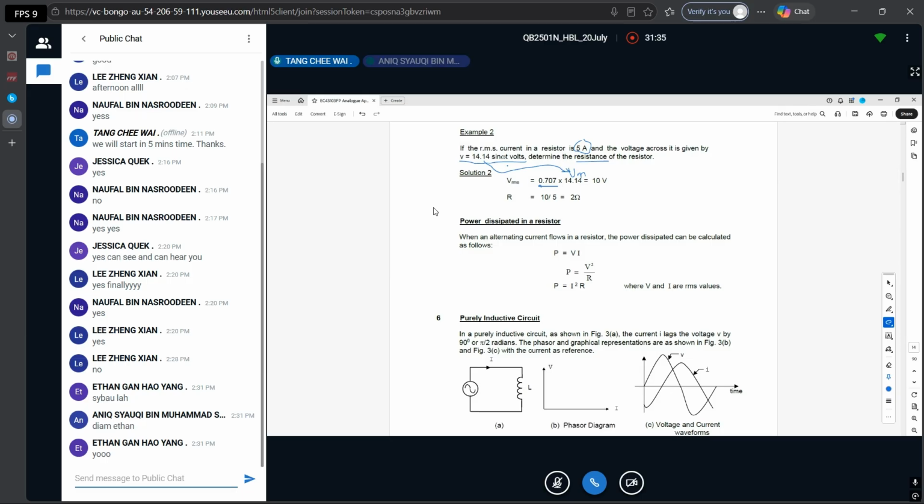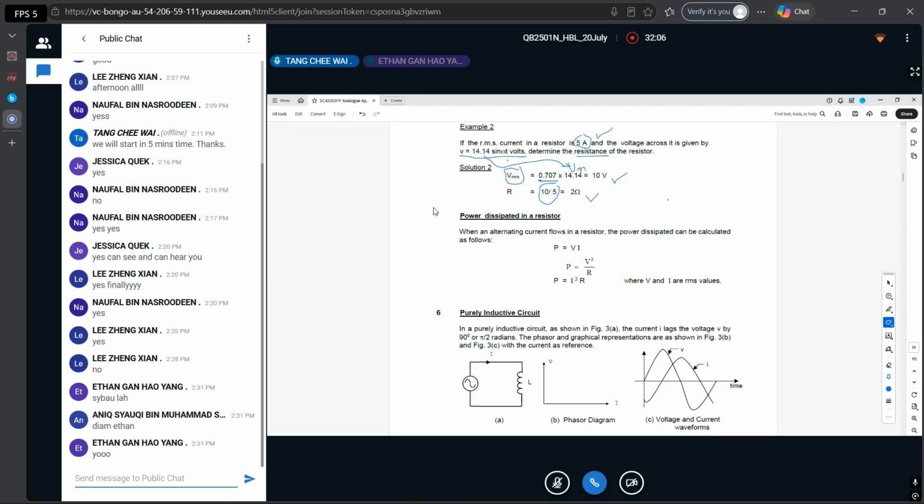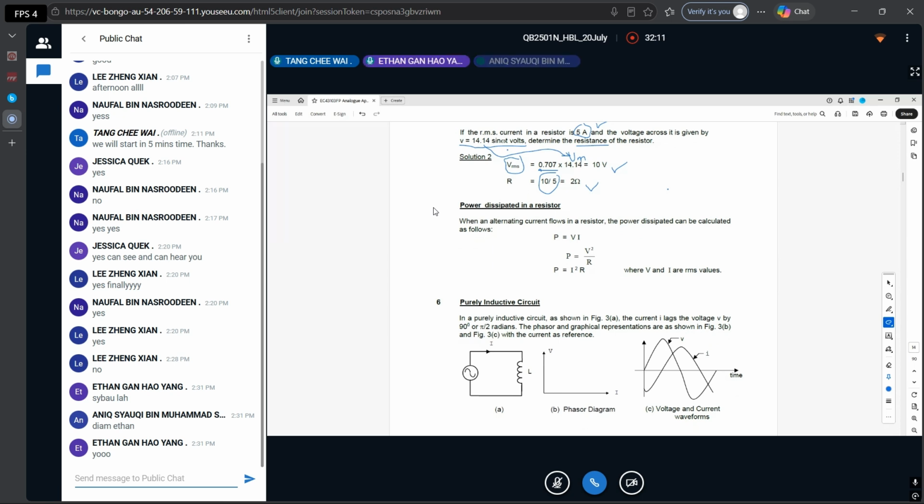When you multiply by 0.707, you get 10 volts. Be careful, I repeat, the voltage has to be in RMS value because your current is also in RMS value here. So you get 10 divided by 5, which gives 2 ohms. This is what we went through last week. I hope you pay a little attention so that you can understand it. It's not difficult.